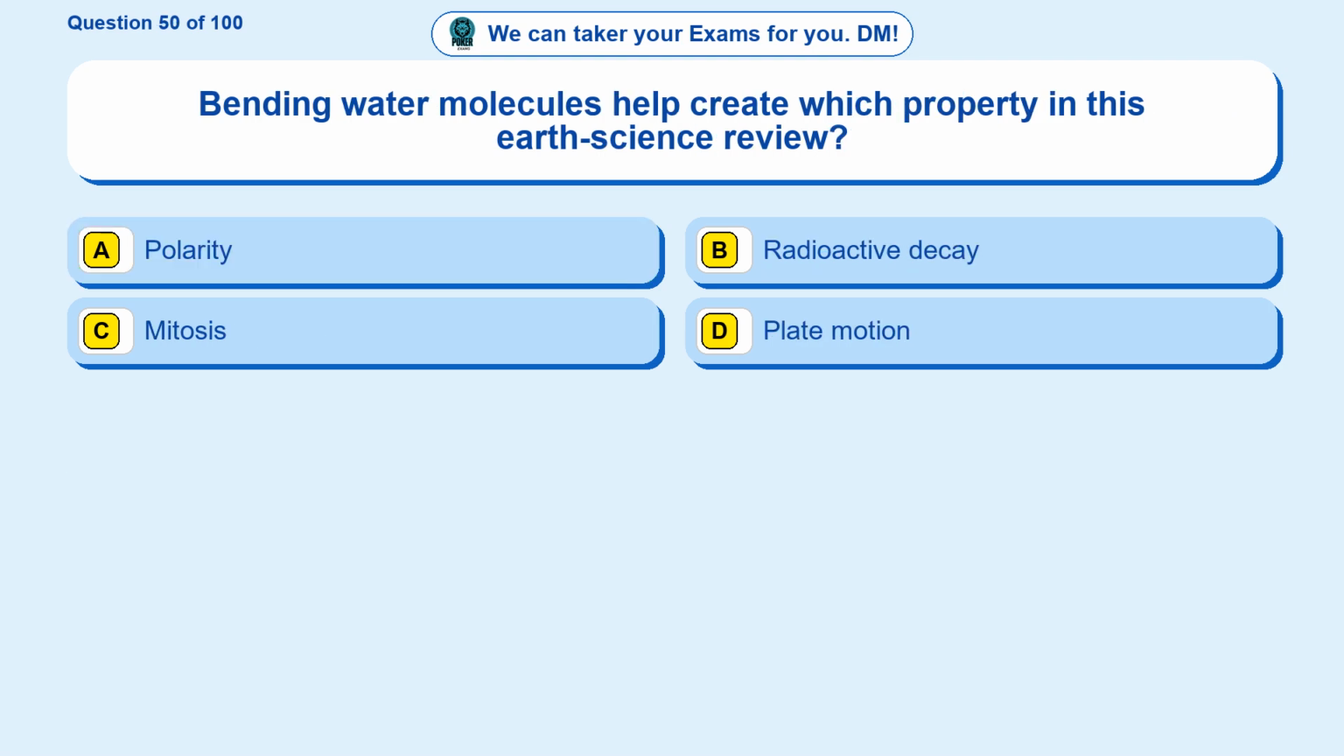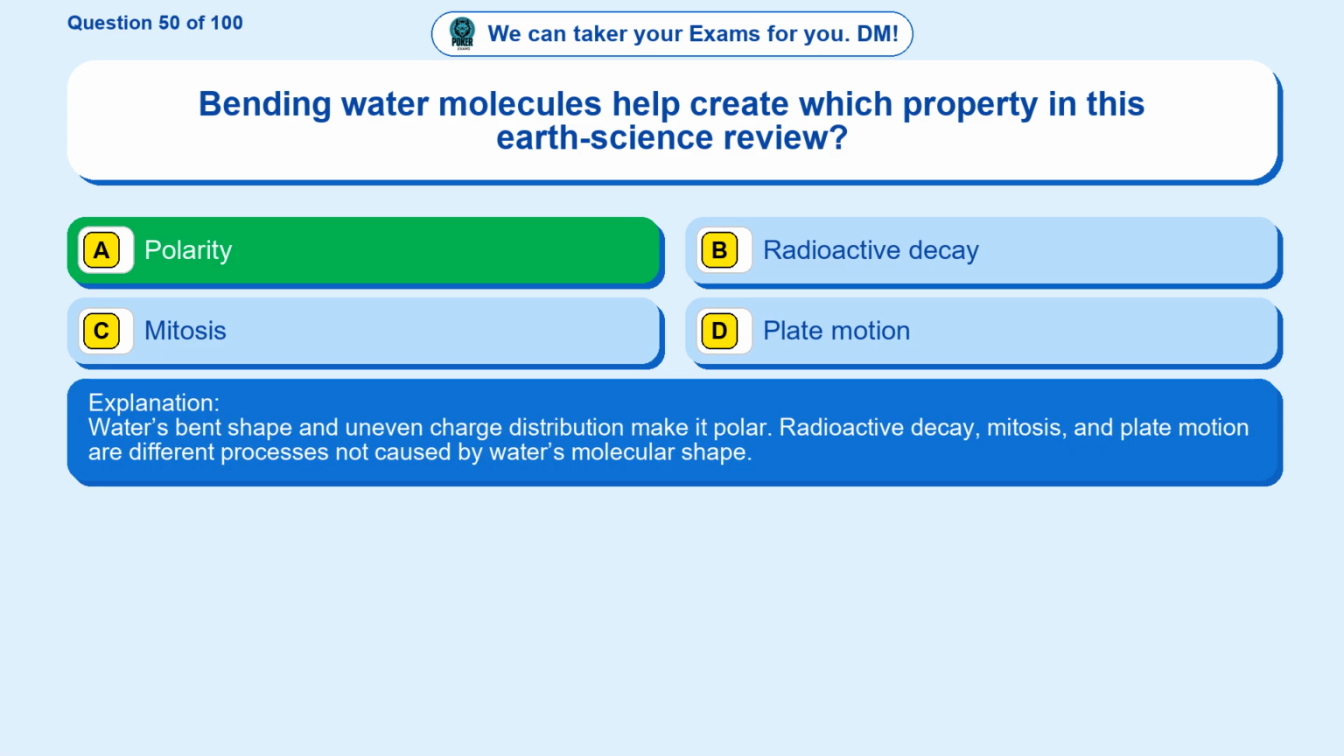Question 50. Bending water molecules help create which property in this earth science review? Option A polarity. Option B radioactive decay. Option C mitosis. Option D plate motion. The correct answer is option A. Polarity. Water's bent shape and uneven charge distribution make it polar. Radioactive decay, mitosis, and plate motion are different processes not caused by water's molecular shape.